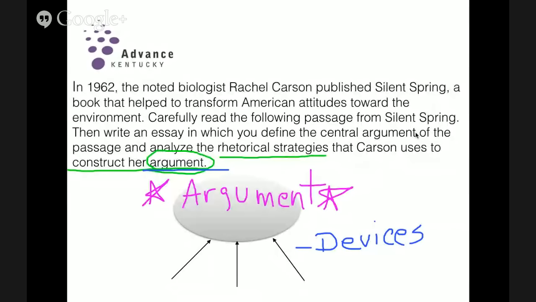So if you can keep that in mind, that will help you not fall into the pattern of the summary, where you find all of the devices that she uses, and then you show us where the devices are, and you tell us what the devices are, but then you don't connect it back to what her argument is and how she uses that to construct her argument. Okay? All right.